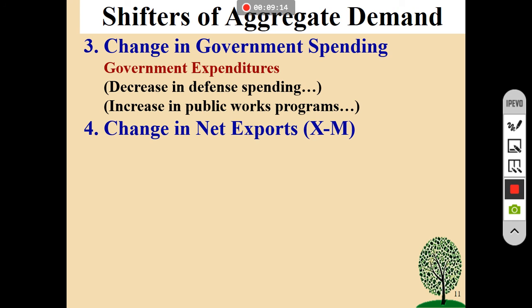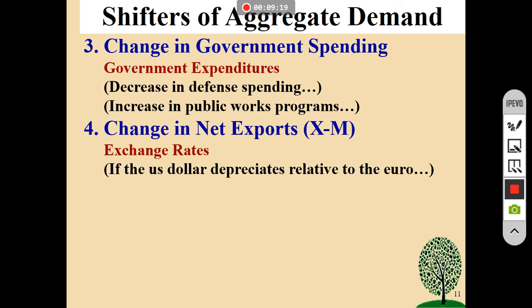And then net exports, the last piece here. Exchange rates, right? If the US dollar depreciates relative to the euro, so it loses value, right? That means people in Europe can get a better deal buying stuff from the US, so that would increase aggregate demand in that case, or affect it.